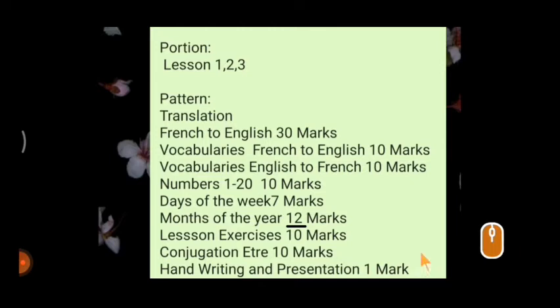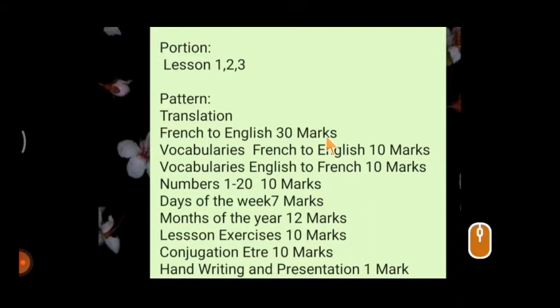So presentation, 1 mark. A short recap on this. Lesson 1, 2 and 3 will be your portion, and the pattern comes under translation 30 marks, vocabulary 20 marks, numbers 10 marks, days of the week 7 marks, months 12 marks, lesson exercises 10 marks, conjugation of adverb 10 marks, and handwriting 1 mark. If you total this, you will get 100 marks. So this will be coming for your quarterly exam.